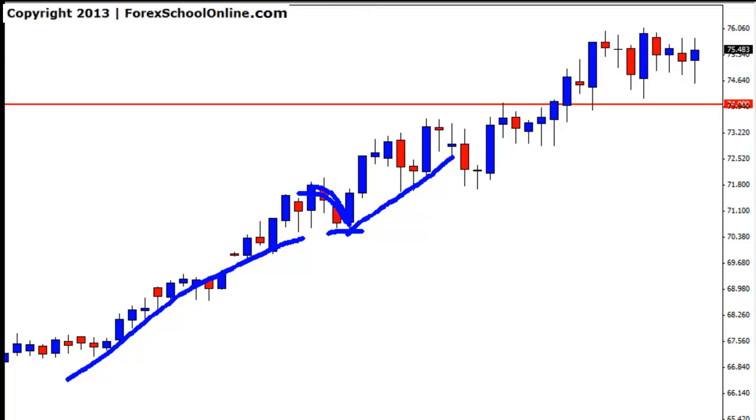Now, the other way to play these markets is continuation and breakout trades. I'm not going to cover that here, but it's something to keep in mind, especially for these strong trends.